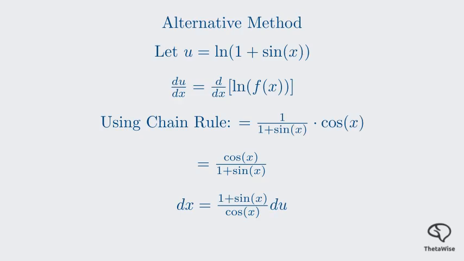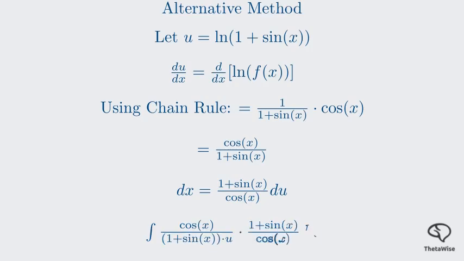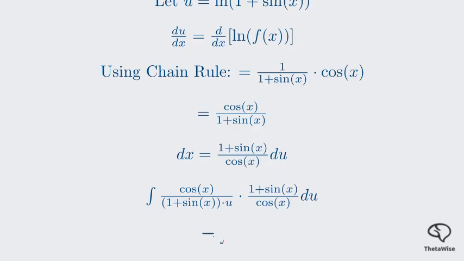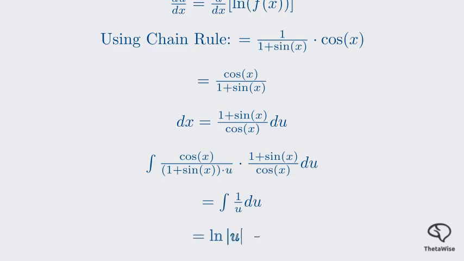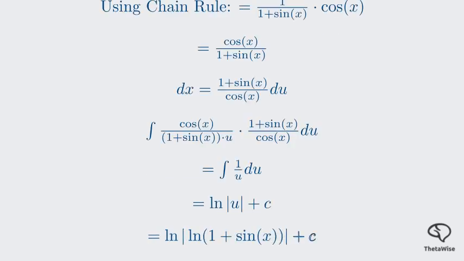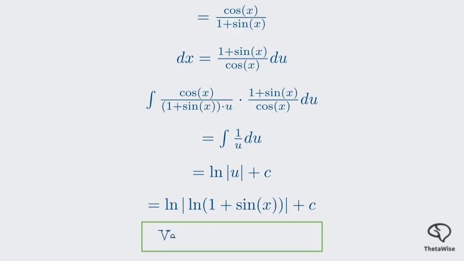Step 2, substitute this into the original integral. We substitute our u and our dx. Notice how beautifully everything cancels. The cos x terms cancel, and the 1 plus sin x terms cancel. We are left with just the integral of 1 over u du. Step 3, integrate. Step 4, substitute back. This gives us ln of u plus c, which is ln of the quantity ln of 1 plus sin x plus c. We got the exact same answer as the memo, but in a much more direct way.